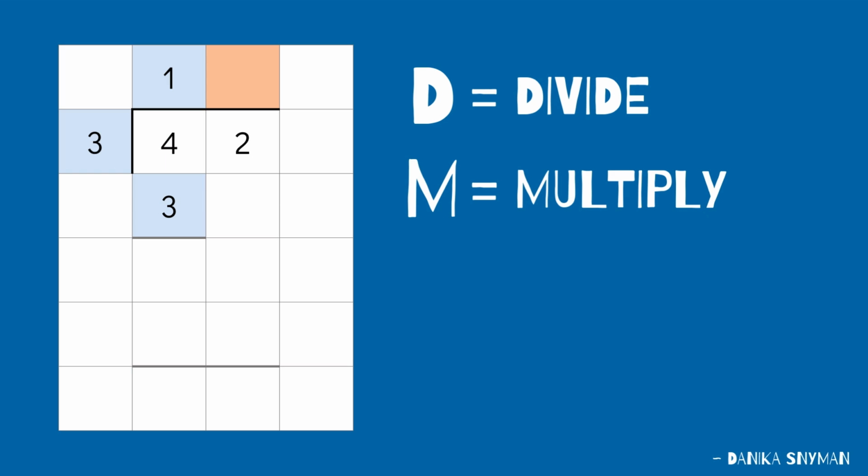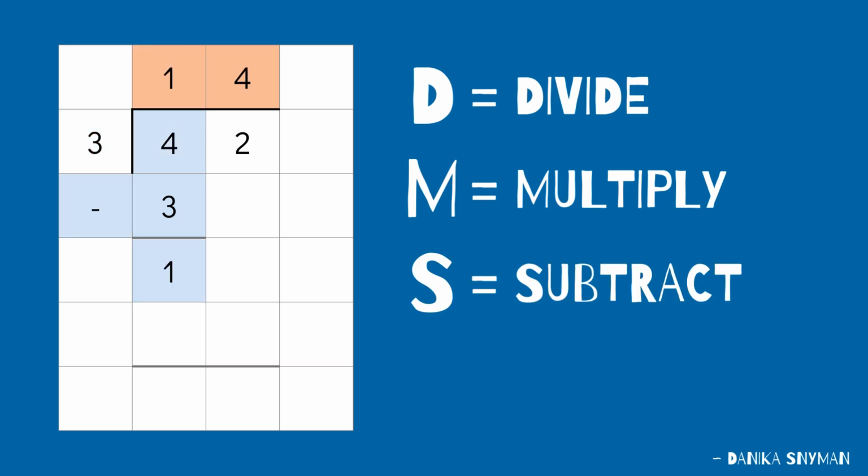Second, M, multiply. Now we say 1 times 3. So 1 times 3 is 3. Write a 3 just under the 4. Okay, next, subtract. Subtract means minus, so we're going to say 4 minus 3, and that gives us 1. So you write the 1 under the 3.